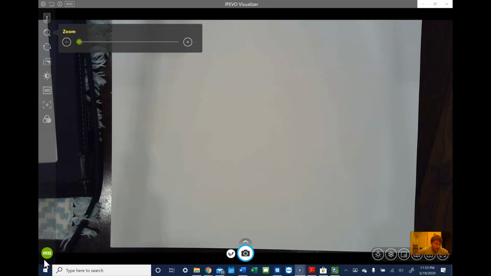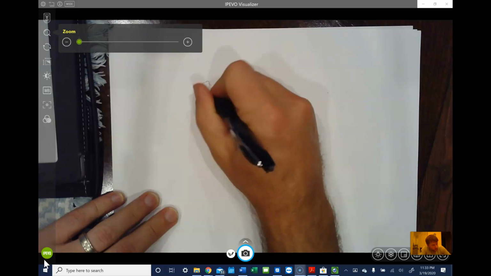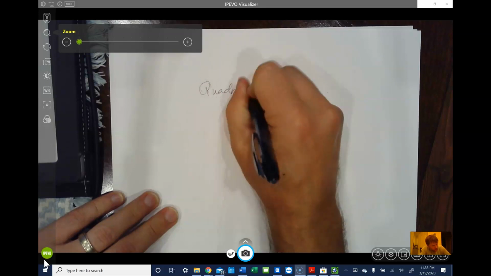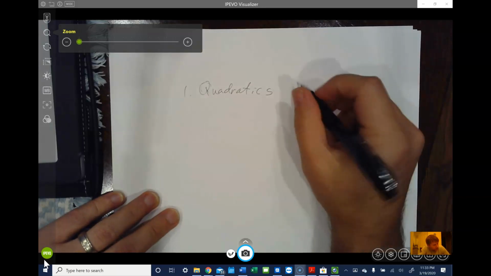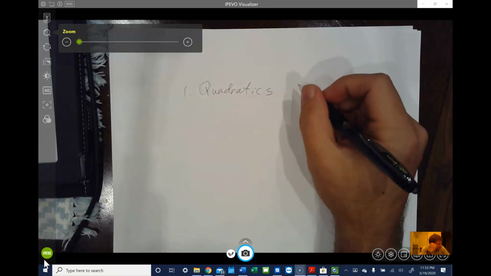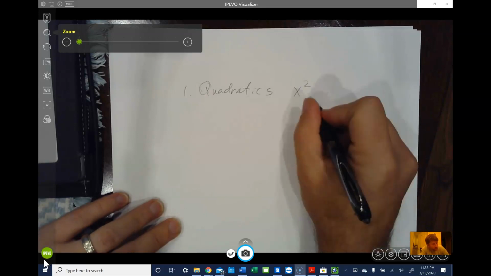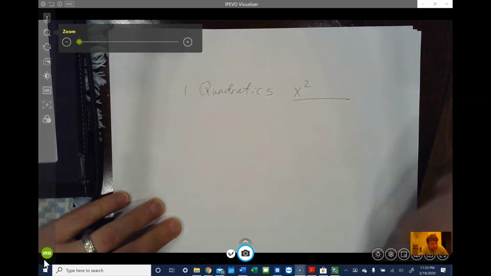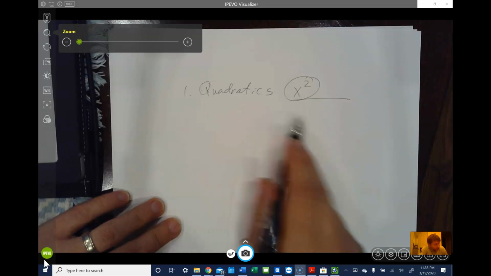So our class will basically consist of three big topics. They are quadratics. Quadratics is the first big topic. A quadratic function is any function that has an x squared term in it. It might have several other things, but the x squared is the highest exponent term in the polynomial, and that's what makes it a quadratic.